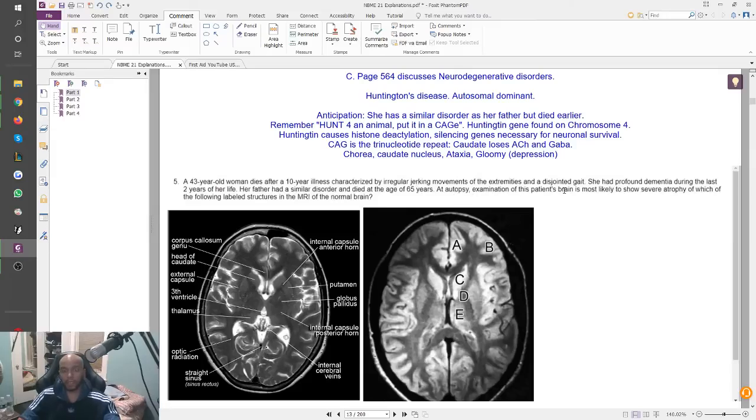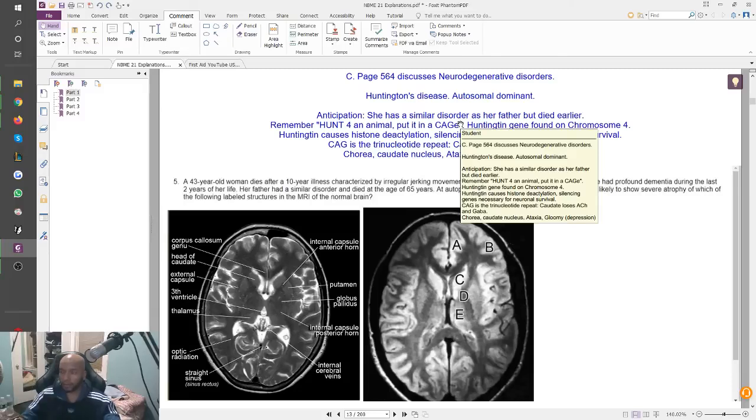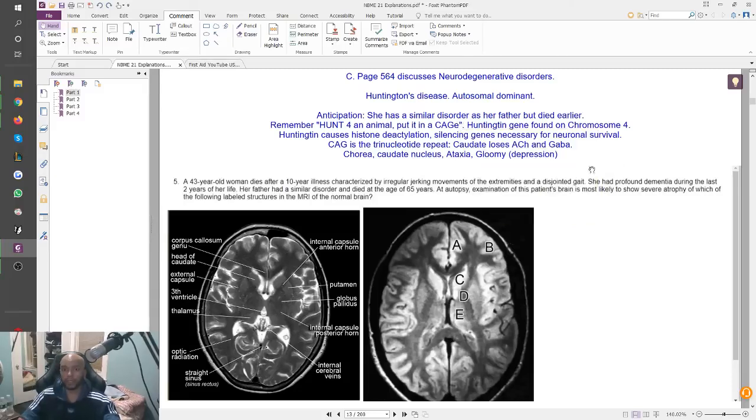An autopsy examination of this patient's brain is most likely to show severe atrophy of which of the following labeled structures in the MRI of the normal brain here? A, B, C, D, E. Now, this patient has Huntington's disease, a very common neurodegenerative disease that is autosomal dominant, which is why her father had it and now she has it. And it does have anticipation, which is why she got it at a younger age than the father had it. And remember, hunt for an animal and then put it in a cage, CAG, right? CAG is the triplet repeat in Huntington disease.